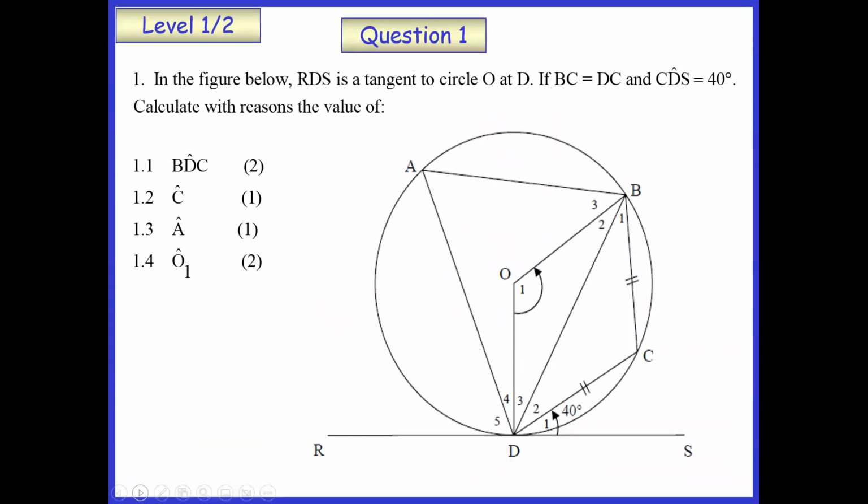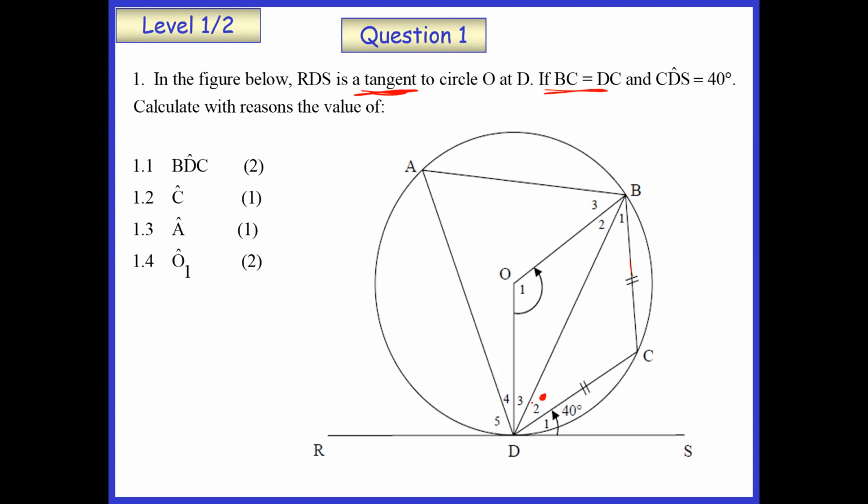So there's our first question. In the figure below, RDS is a tangent. So keyword, tangent. If BC is equal to DC, immediately, if two sides are equal, I'm getting what we call an isosceles triangle. They gave us that D1 or CDS is 40 degrees. Calculate, with reasons, BDC. So if we look into the diagram, we are trying to find this angle called D2.